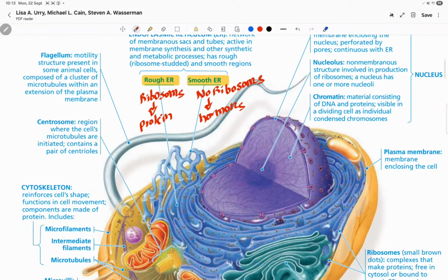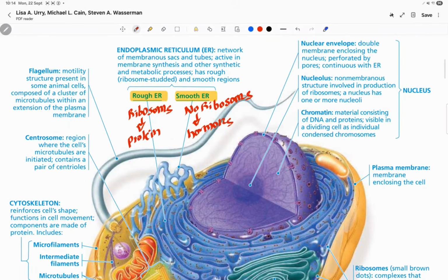Okay. Here we have our nucleus. It's going to be the biggest organelle in the cell, with the nucleolus inside, which is the place where the rRNA is made, a type of RNA that's involved in ribosome synthesis. And of course, this nucleus has to be covered up by a membrane called the nuclear envelope, which is going to be a double membrane.